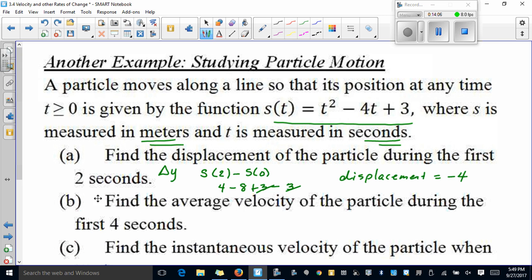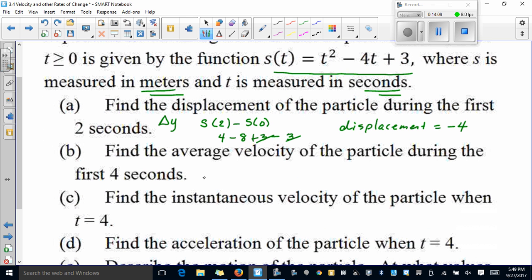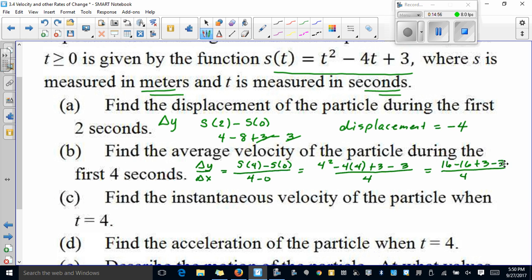Okay, part B. Find the average velocity of the particle during the first 4 seconds. So now you're looking for that delta y over delta x because they asked you for average. So I'm looking for s of 4 minus s of 0 all over 4 minus 0. So we plug in 4, we get 4 squared minus 4 times 4, plus 3, minus, put zeros in, I get 0, so I'm left with 3, all over 4. Well, guess what we get here? We get 16 minus 16 plus 3 minus 3 over 4 gives us 0 over 4, or just 0.